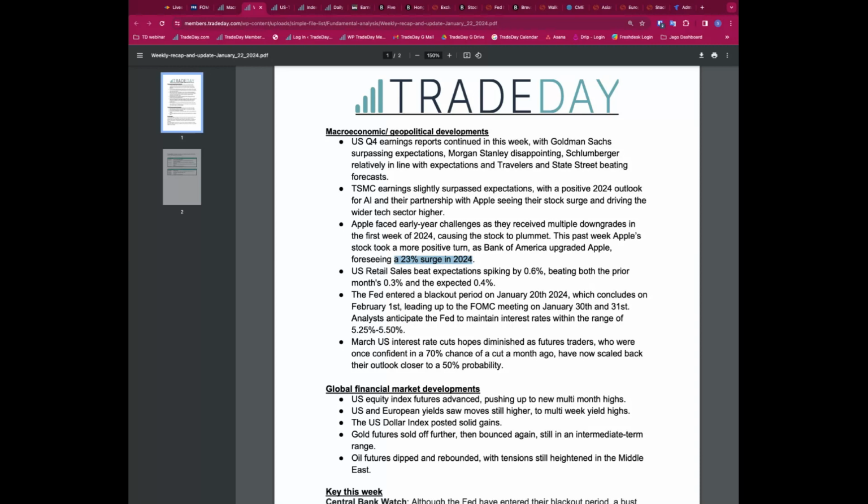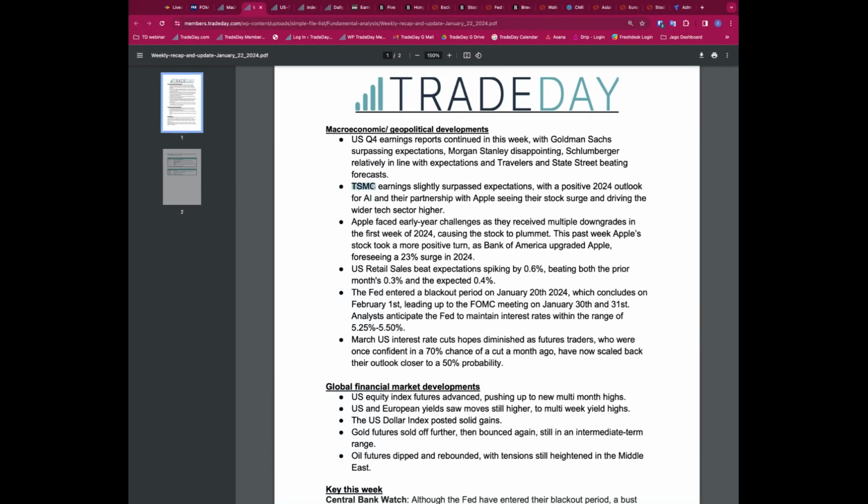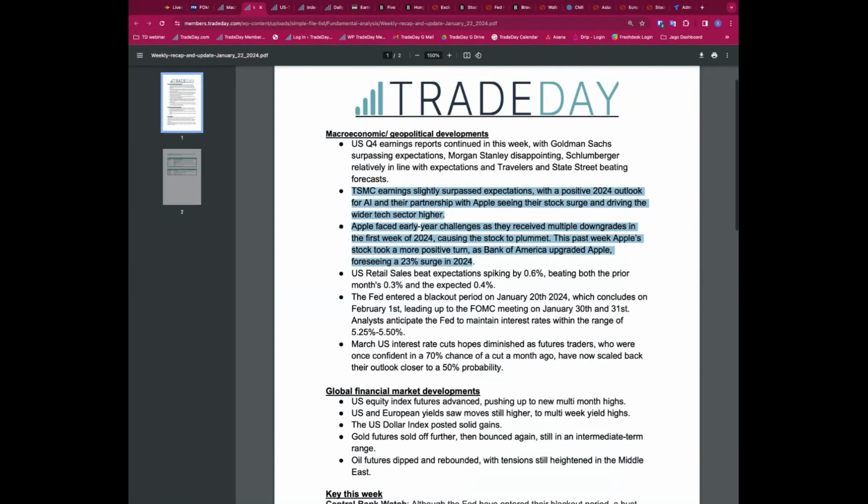So that helped the whole of that big tech sector higher, alongside the TSMC earnings and forward guidance. All of that sent tech higher, the Nasdaq higher, the Nasdaq leading the broader indices higher, with the Nasdaq 100 hitting all-time highs now.